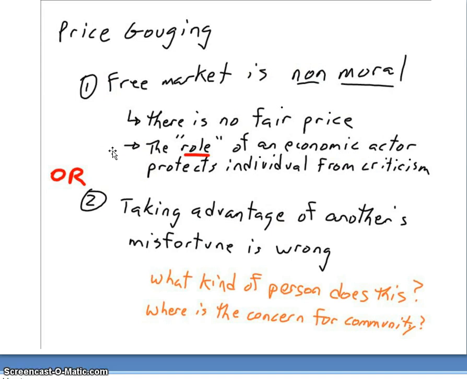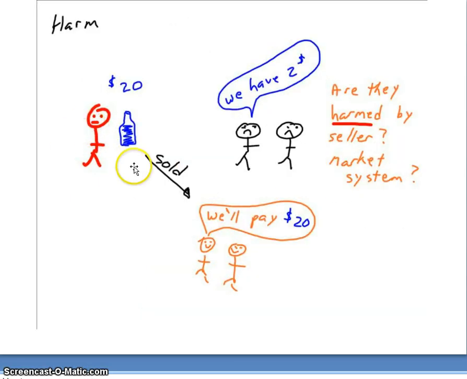Another angle on that same idea is you might say that the role, just being an economic actor here, is protecting the individual from criticism, right? They are simply being a seller, providing goods to people who are willing to pay. And the role as a seller here is protecting them from any criticism. The thirst of these two cannot be used to criticize the seller in this case.